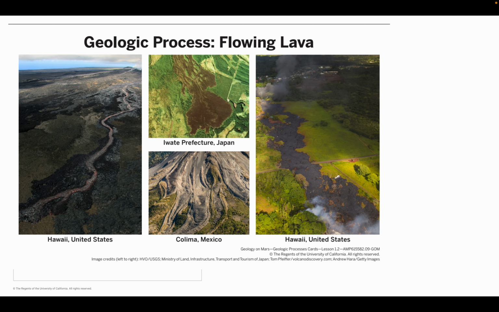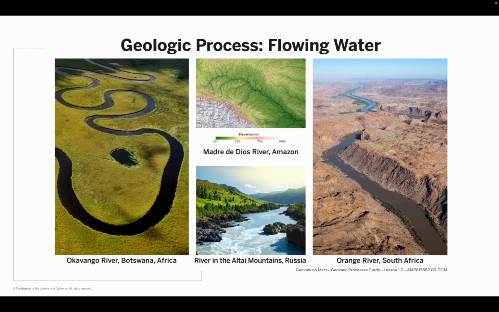So write all of those words down in that first box. And then when we compare that to the geologic process of flowing lava, you can see that there's some similarities here. And there's some differences too, but there's a lot of similarities. Like in the picture in Hawaii on the left, that looks really similar to the picture of the Orange River in South Africa, doesn't it?